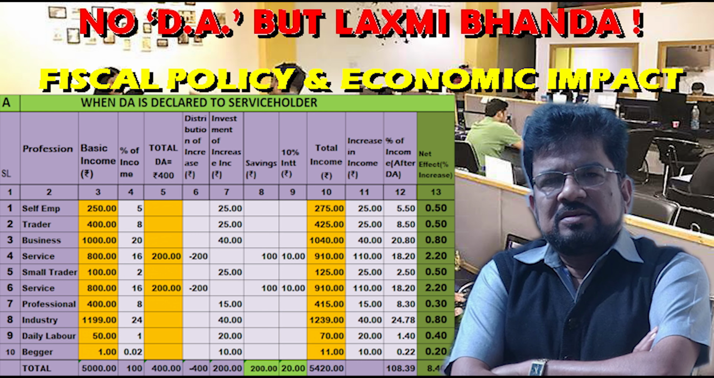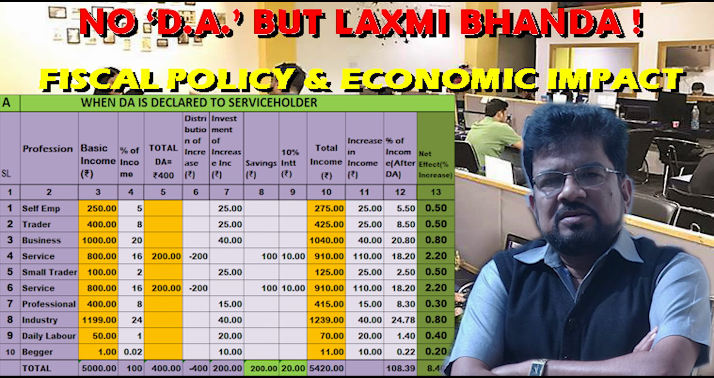That is the incremental percentage. That is, the income is 108.39. So why is it 108? Because earlier it was 5000 and the percentage was 100. Now it is 400 more, that is 400 plus 20, 5,420. Therefore, the total percentage of income is 108.39. And the net increase we have shown in column 13.